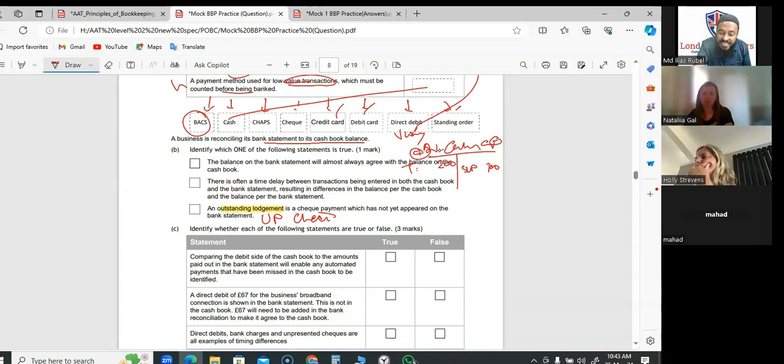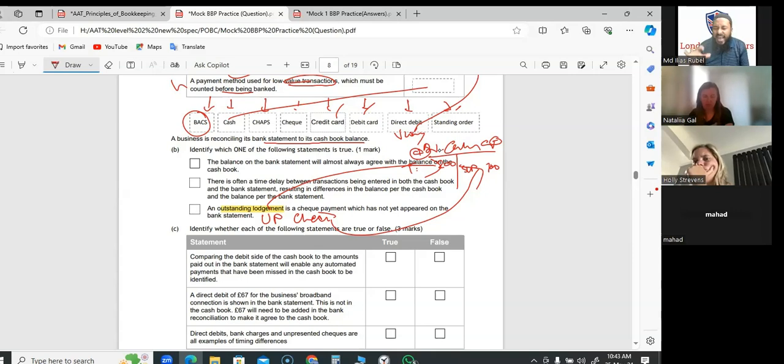So unpresented cheque is a cheque given, and outstanding lodgement is a cheque received. Both of these are recorded in the cash book. Would you remember? These are highly important. Unpresented cheque and outstanding lodgement are recorded in the cash book, not in the bank statement. In the next month it comes up, not in the month of May, because of timing difference.